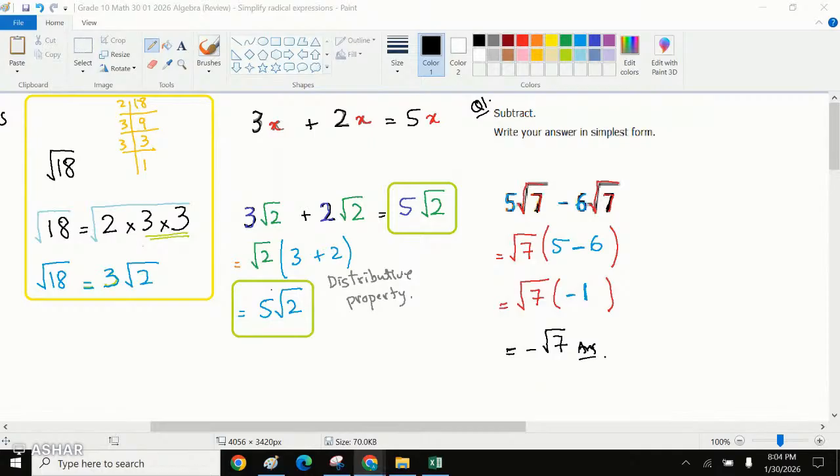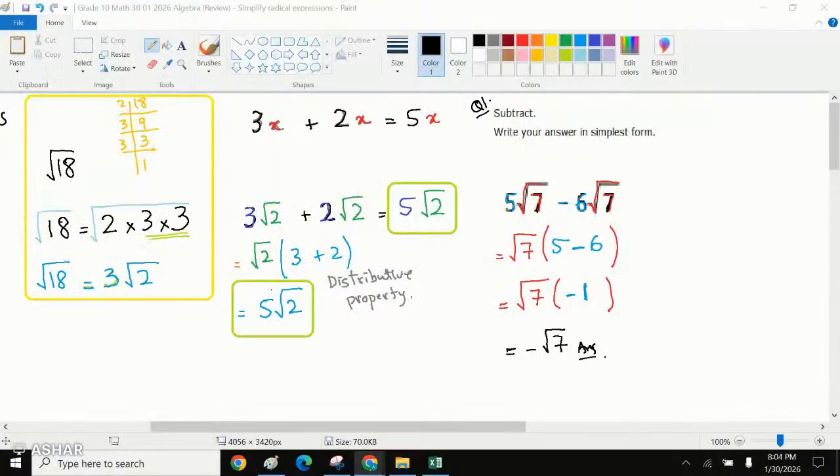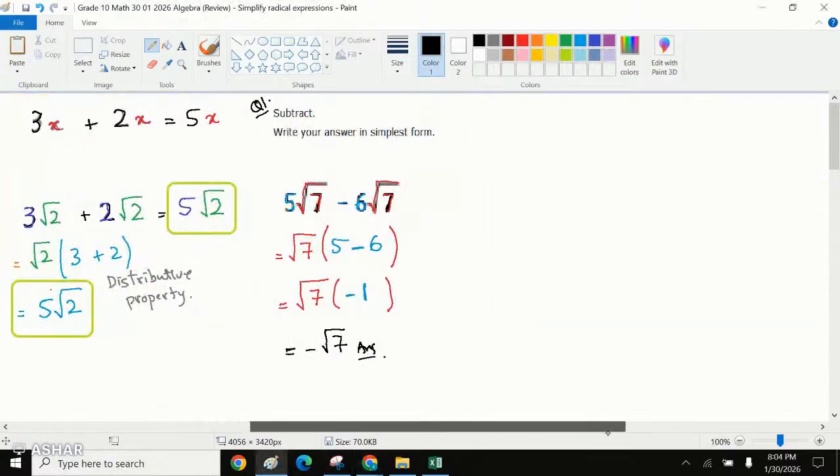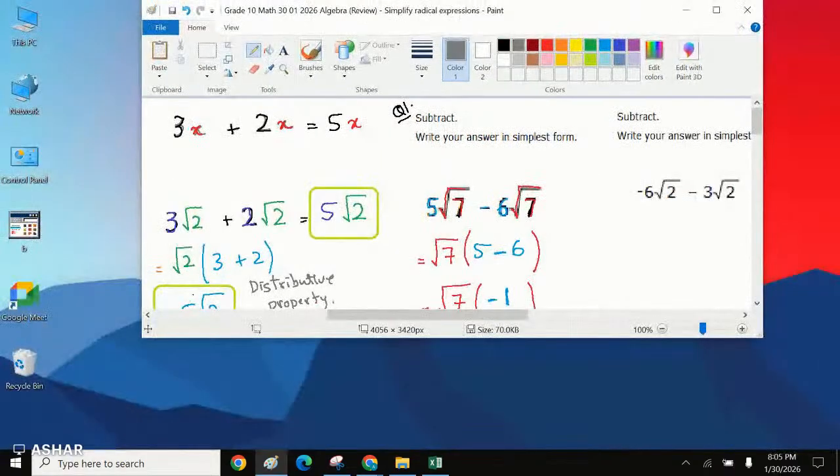Let's have a look at another question. What we are doing here is just for now addition and subtraction. For the next question, I'll just copy the question. The question number 2 states, and I'll just copy the opening statement: subtract and give your answer in the simplest form.